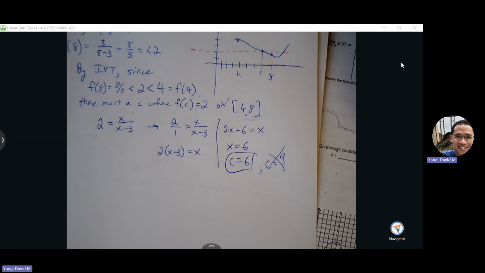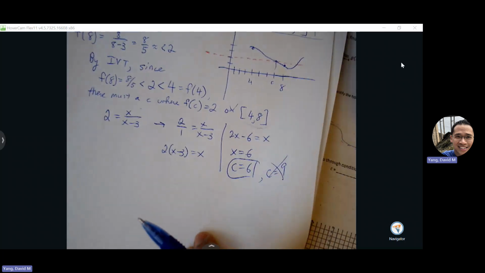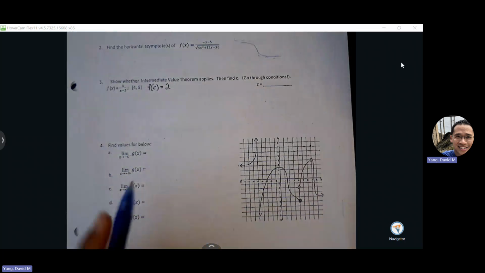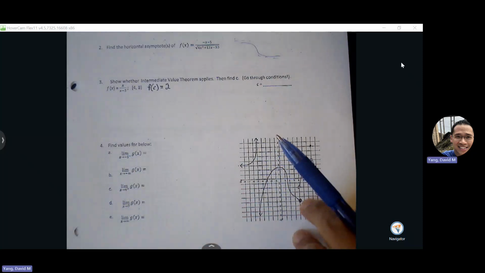Okay, let's try one last one here. This is just looking at the graph and finding the limits. So if you guys can try that, number 4, and we can compare our answers on the back.